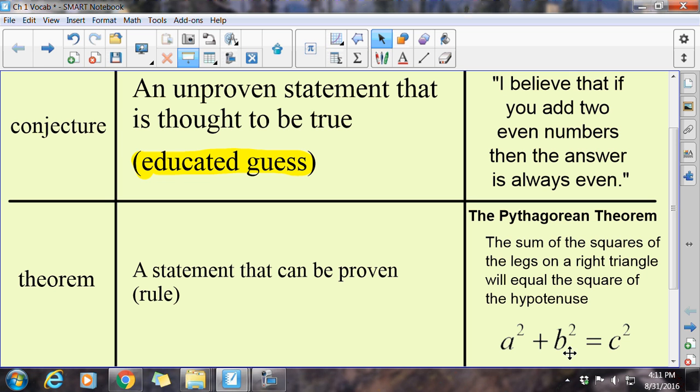The example you've probably heard about in 8th grade, you should have learned about the Pythagorean theorem. The Pythagorean theorem says the sum of the squares of the legs on a right triangle will equal the square of the hypotenuse. That's been proven. We can draw a picture, we can do some math, we can show that this always, always, always works. So it used to be a conjecture. Somebody guessed that it was probably true. Then once they prove that it's always true, it becomes a theorem. So that is what a theorem is. I'll be using that word too. Okay, hit pause if you need to. I'm on to the next word.